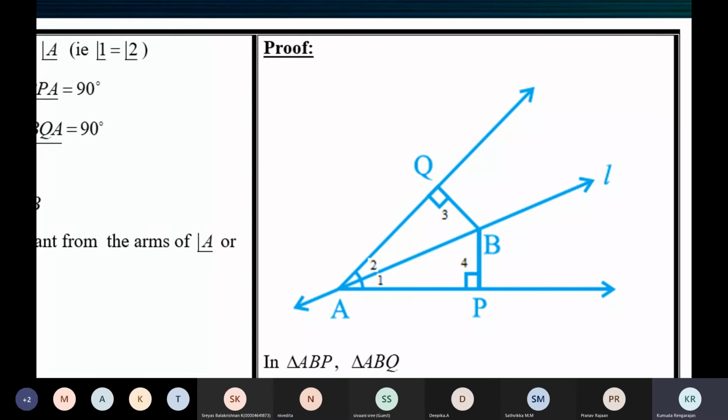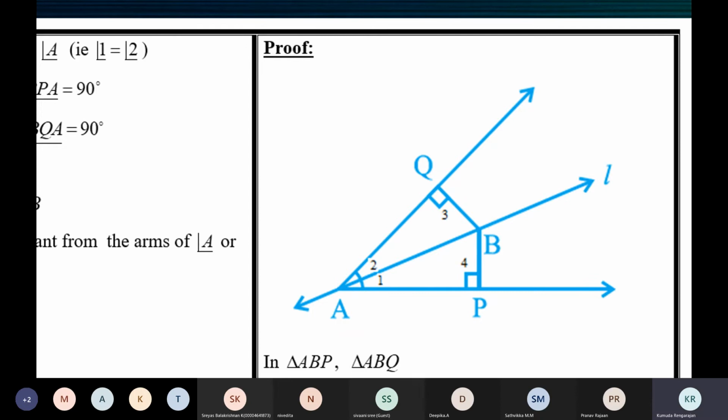Every equality must be justified. You should give a reason for every equality you write. We simply cannot write BP is equal to BQ. Why? Why is BP equal to BQ? Either it should be given in the question, or you must be able to prove that BP is equal to BQ.